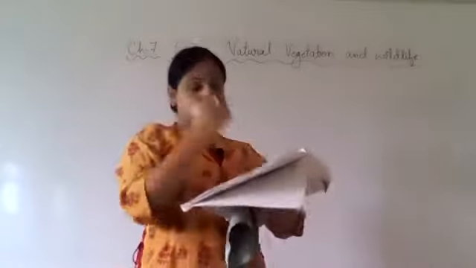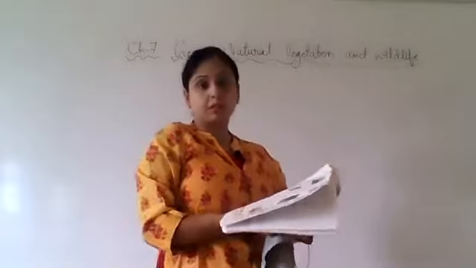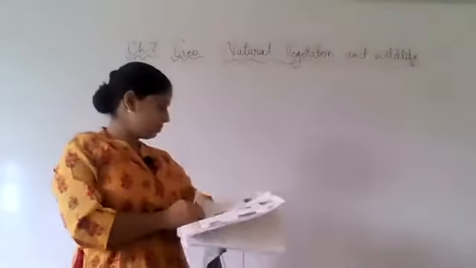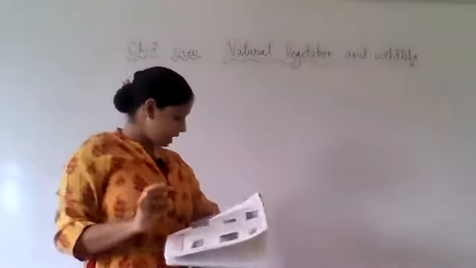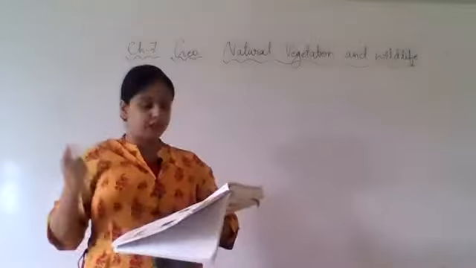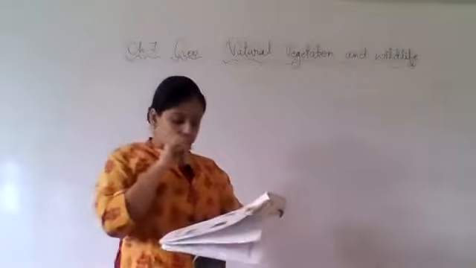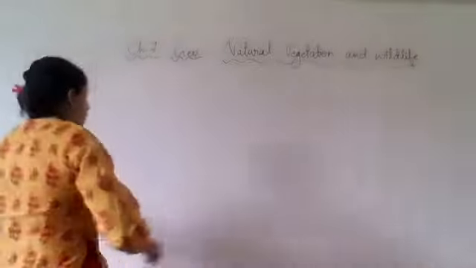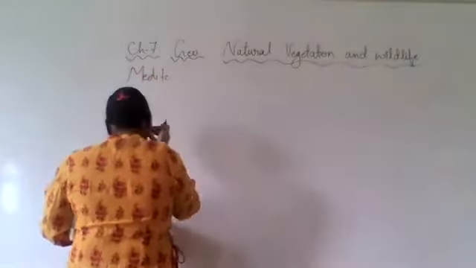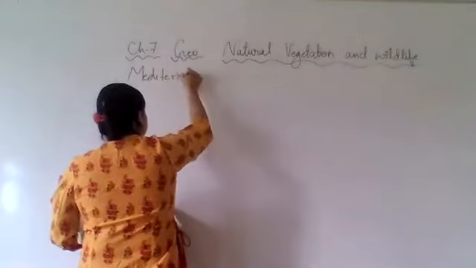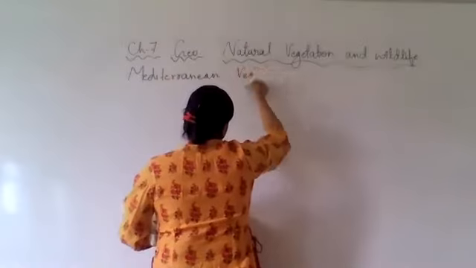So we have already discussed many of the topics of this chapter. We already discussed forests: tropical evergreen forest, tropical deciduous forest, temperate evergreen forest and temperate deciduous forest. These all we have already discussed, right? Now we will go ahead with the topic Mediterranean forest, Mediterranean vegetation.